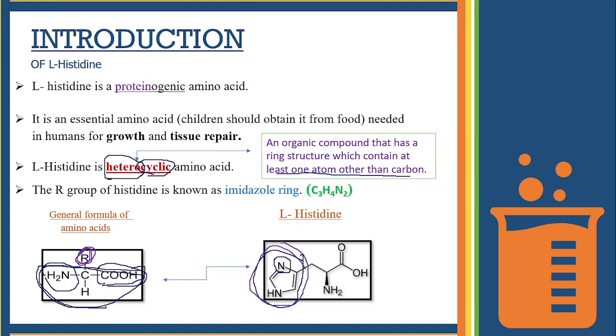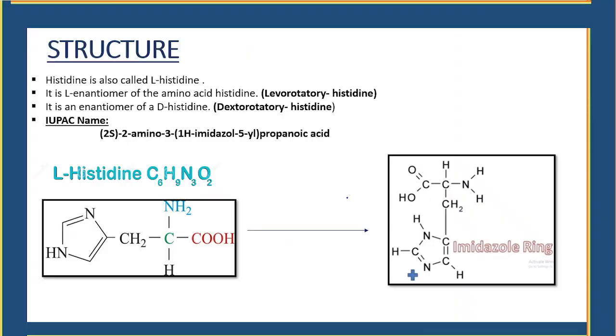This alkyl group must be the imidazole, whose molecular formula is C3H4N2. Imidazole ring imparts specific properties to the L-Histidine. This is the lifeline of histidine. Whether we are talking about its nature or its chemical properties, all are due to this imidazole ring. Structure.